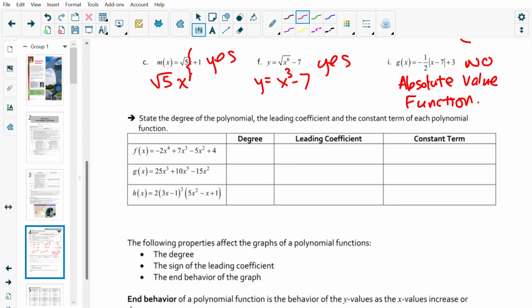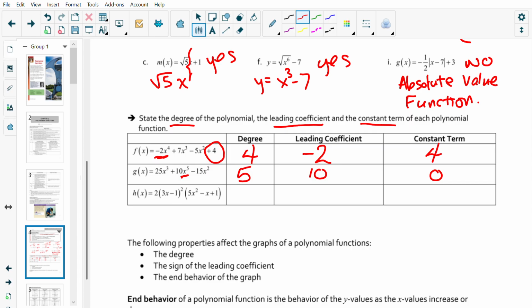State the degree of the polynomial, so degree, leading coefficient, and the constant term. Degree. So remember, degree is the highest exponent of the individual term. So right there, x to the 4th, degree 4. Leading coefficient, look at the highest degree term and write down the coefficient attached to that highest degree term. Well, that's negative 2. Constant term doesn't have a variable next to it. There you go, 4. This one, degree 5. My leading coefficient's 10. Constant term, there is none, or you can just say 0.